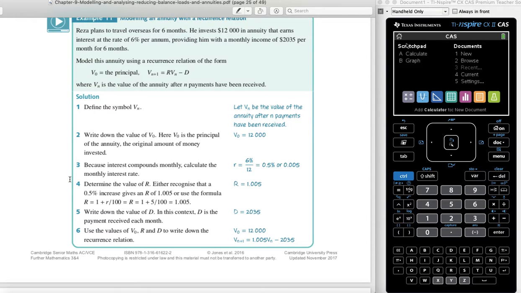Next thing we're going to do is determine the value of D, that's the payment you're going to get. So how do we get this payment? Well, it's just in the question in this case, providing him with a monthly income of $2,035. So you don't have to overthink this. It already states in the question what you need. So our recurrence relation just reads: initial value, the principal, is 12,000. Vn plus 1 equals 1.005 Vn, because we have to split the 6% over 12 months, take the $2,035 that we want to receive every single month for 6 months. Even though we only get it for 6 months, we still need to divide that interest rate by 12 because it is monthly.